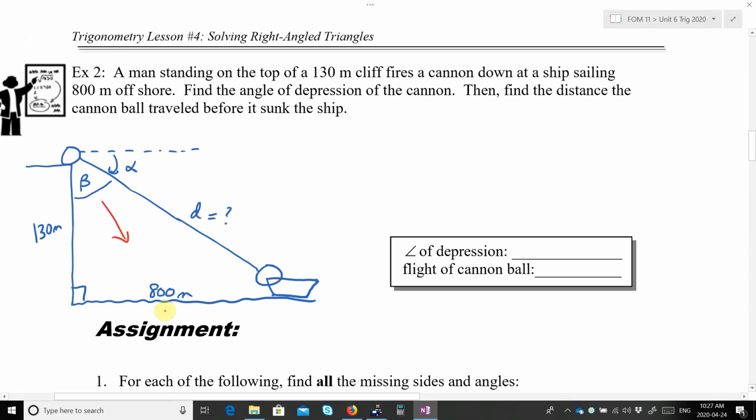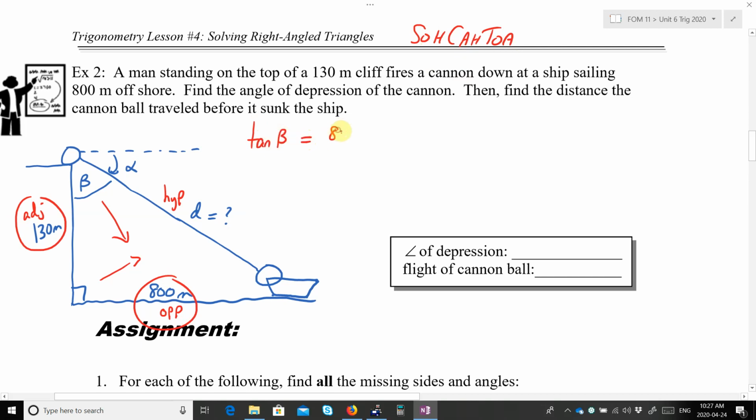And straight across from angle beta would be the opposite side. And across from the 90 is the hypotenuse. So this is the adjacent. So I have the opposite side and the adjacent. And if I think about SOHCAHTOA, which trig ratio deals with opposite and adjacent? That's tan. So I would go tan of beta equals 800 divided by 130. And so beta is tan inverse of that.